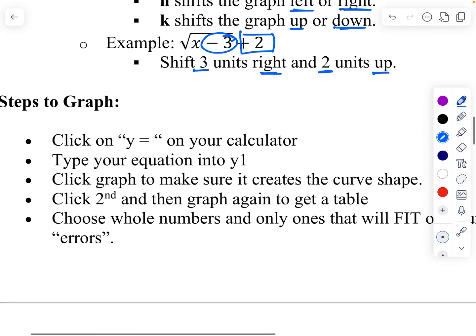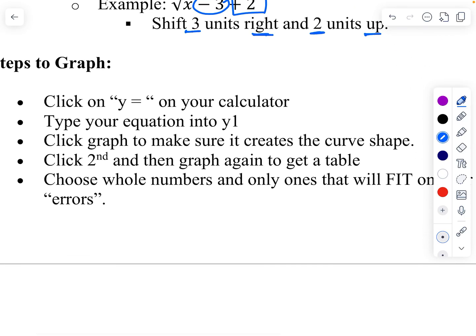Okay, same rules. You're going to click on your Y equals. You're going to type it into Y1. You're going to graph, make sure it gives you that shape, that curve you want. Second graph will give you the table.